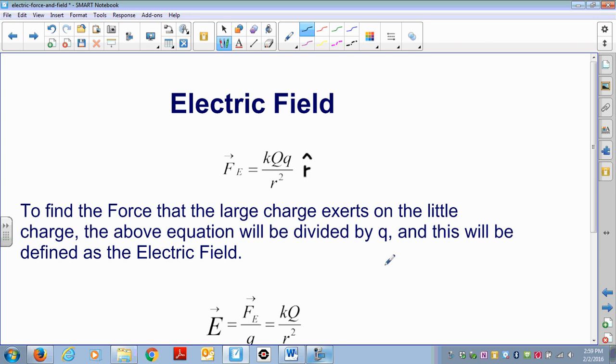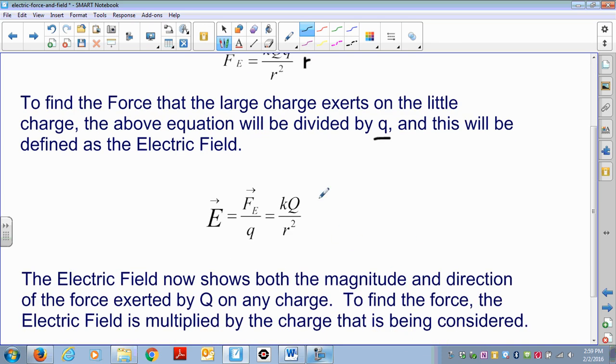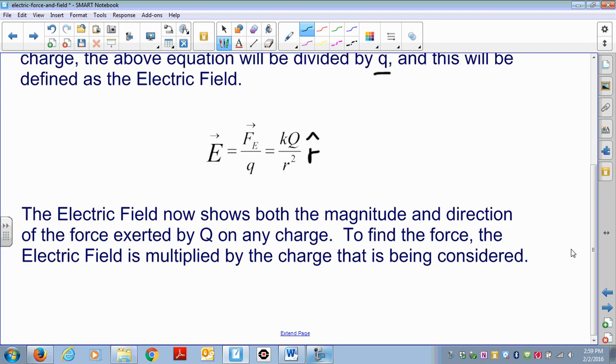To find the force that the large charge exerts on the little charge, the above equation will be divided by q, the lowercase q, and this will be defined as the electric field. The electric field now shows both magnitude and direction of the force exerted by Q on any charge. To find the force, the electric field is multiplied by the charge that is being considered.